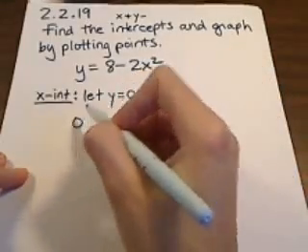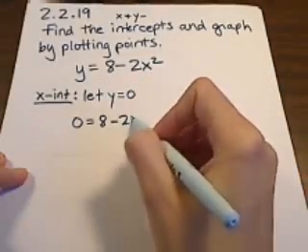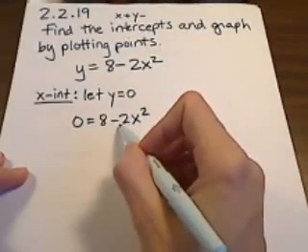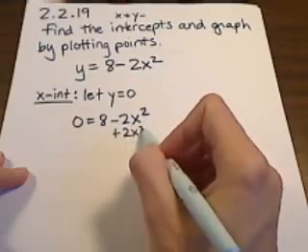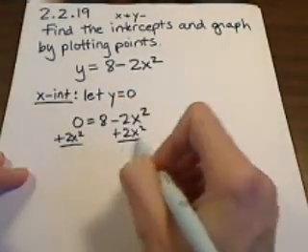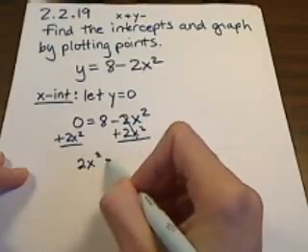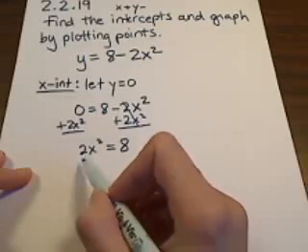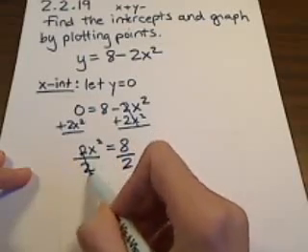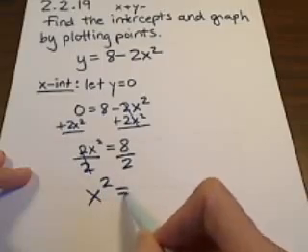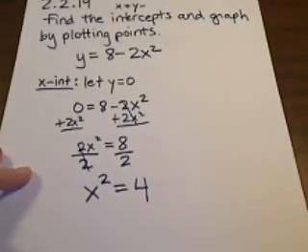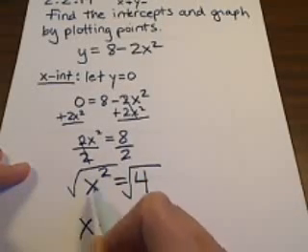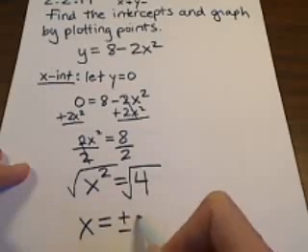Okay, so if I set the y to 0 and just plug that in, then if I solve this, I can add the 2x squared to the other side, so that I have 2x squared equaling 8. Okay, and then I'm solving for x, I would divide by 2, so that I get x squared equaling 4. And then I would take the square root of both sides, and the square root of 4, when I use it as an operator like that, is going to be plus or minus 2.